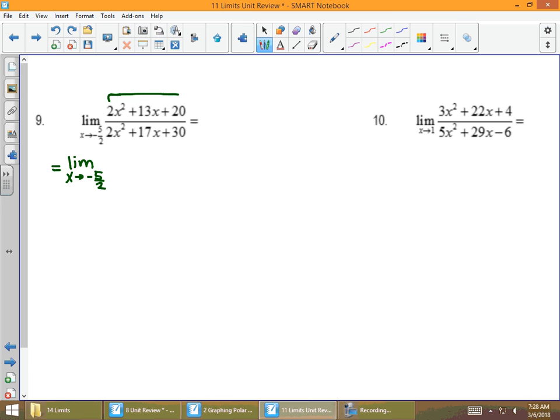And 2 times 20 is 40. Two numbers that multiply to 40 and add to 13 are 5 and 8. So I'm going to have 2x squared plus 8x plus 5x plus 20. I'm going to go ahead and keep factoring with my numerator here, and then I'll come back and factor my denominator just so I don't lose my place.